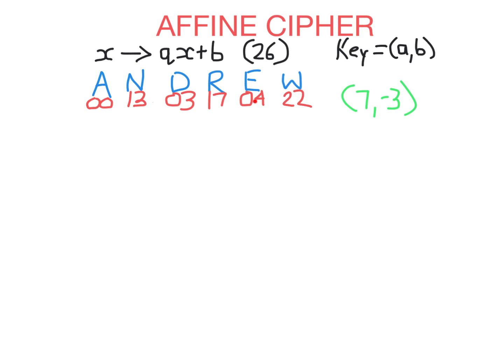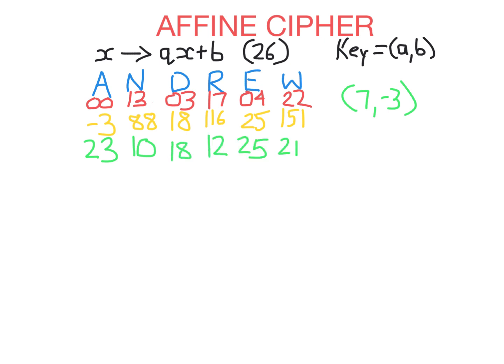And what I do with each of these numbers is I multiply by 7 and subtract 3. So 0 times 7 subtract 3 gives -3. 13 times 7 minus 3 gives 88, and so on for the rest of the numbers. So after I've done that, I need to reduce each of them modulo 26. So I want the least non-negative residue so I can convert back to a letter. So -3 plus 26 gives us 23. 88 is equivalent to 10 mod 26. 18 is equivalent to itself mod 26, and so on.